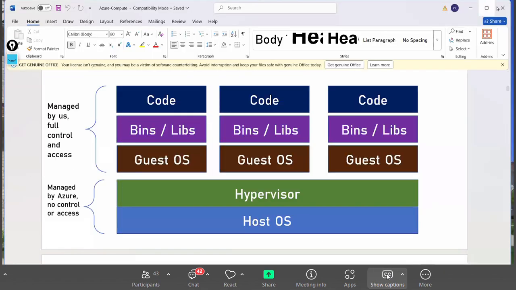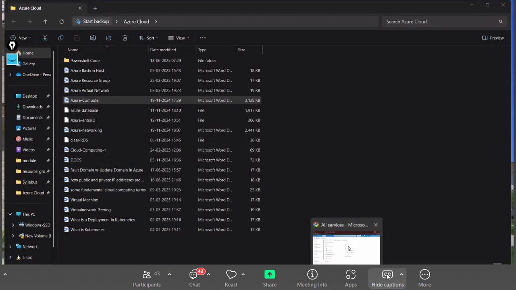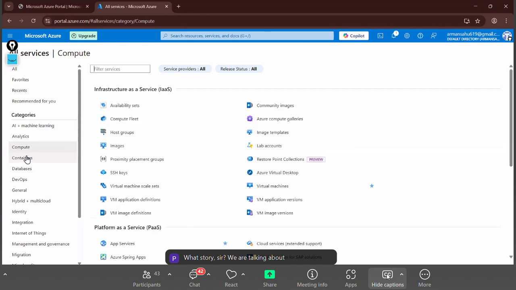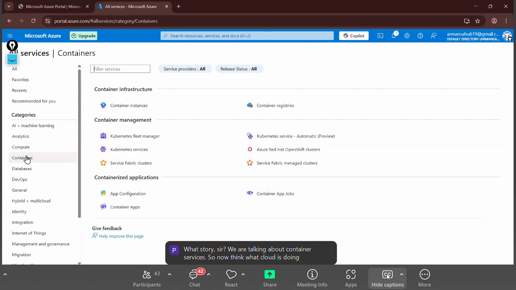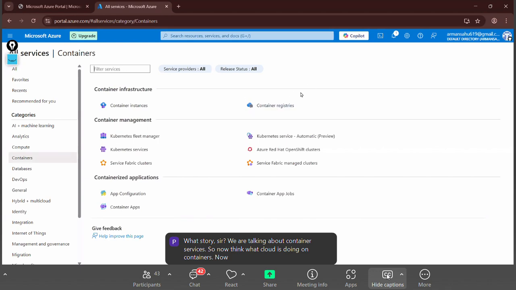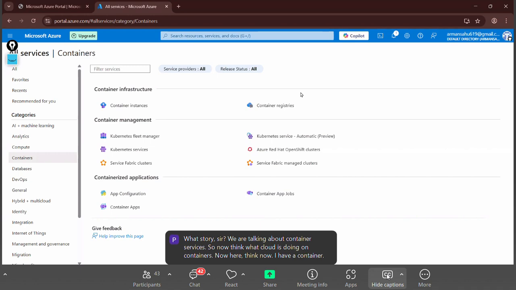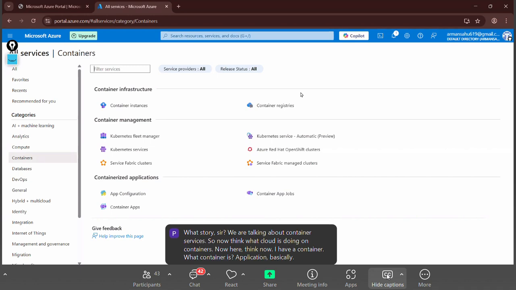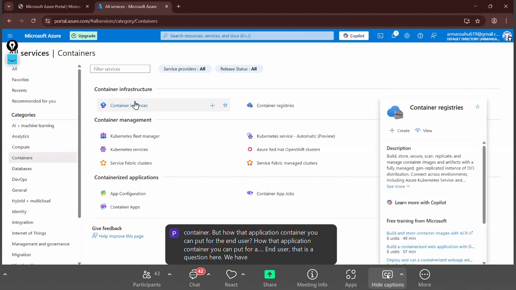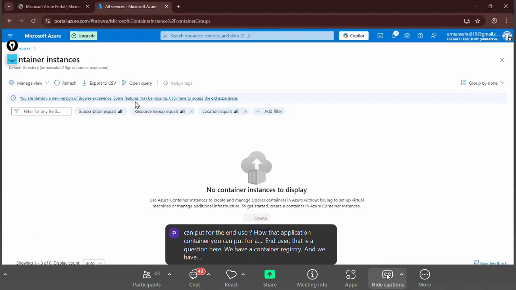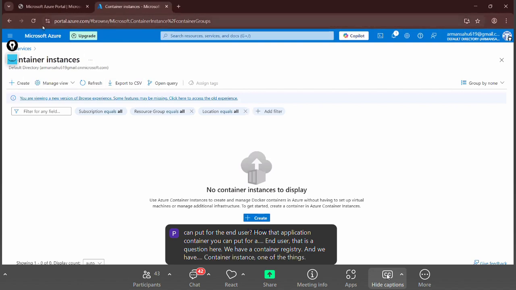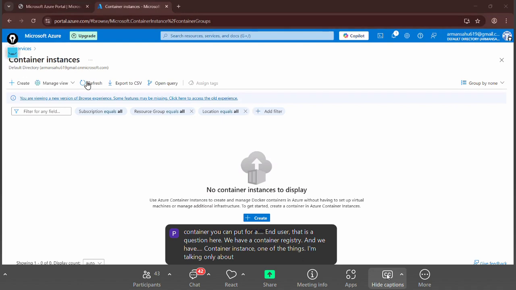I gave this structure because your story lies here. What story, sir? We are talking about container services. So now think about what the cloud is doing on containers. I have a container. What is a container? An application, basically. But how can you put that application container in front of the end user? That is the question here. We have a container registry and we have container instances, one of the things. I'm talking only about the cloud. The cloud is contributing to this.